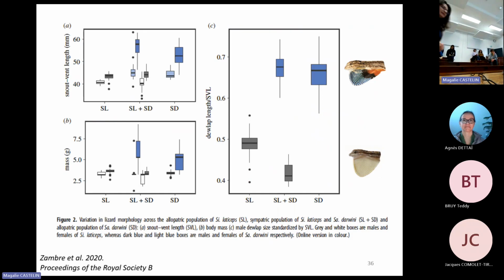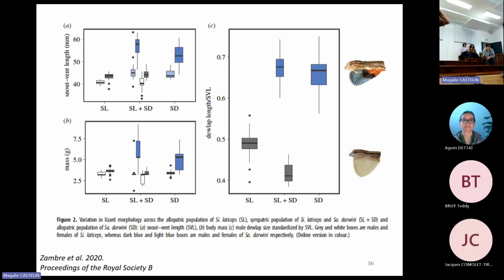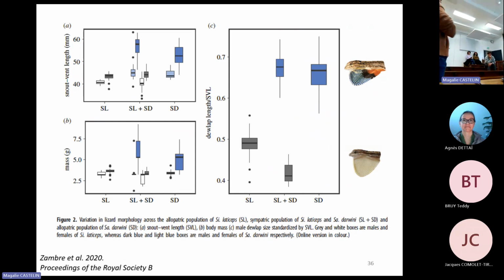So the first thing I want you to notice is, this is a big graph, so let's ignore that left side of it and just look at panel C. Panel C is the description of how big their dewlap is relative to how big their body is. In other words, how much have they invested in that sexual signal? And the dewlap flaps. So the bigger the signal, the more obvious it is.